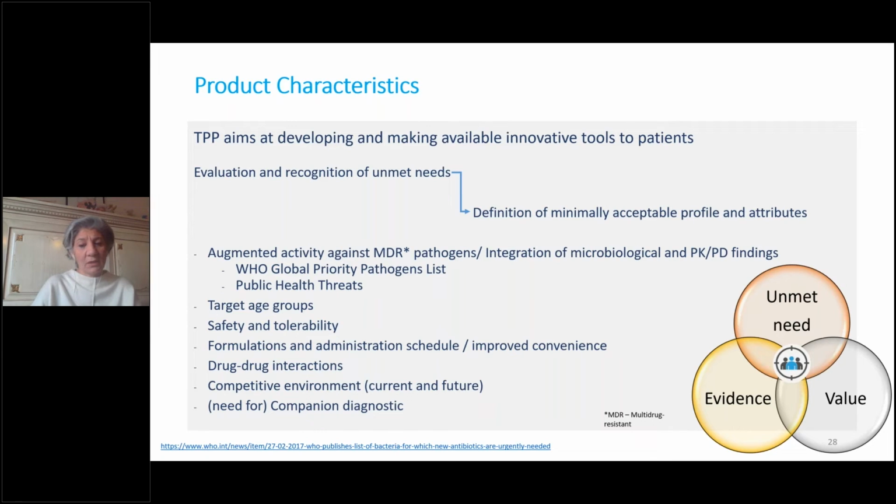is a value for healthcare resource utilization. Due to the fact that usually the most difficult to treat pathogens and infectious diseases are affecting very sick patients who are managed and treated with several other drugs. Drug-drug interaction is another important point that we need to consider. And of course, from a successful point of view in terms of access to patients, the competitive environment, in terms of current and also foreseen future need, is critical, and having a companion diagnostic as well.